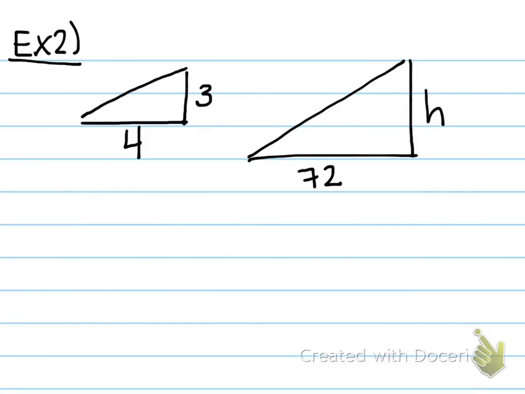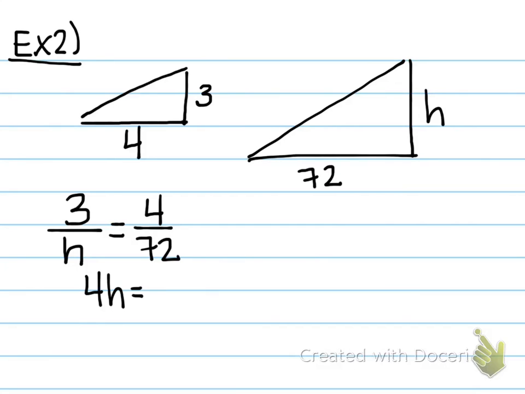Alright, if you took the time to do that, 3 and h correspond, as do 4 and 72. And you could go ahead, and hopefully you did this, cross multiply, solve. 4h is 216, so then we know that h is 54. Alright?